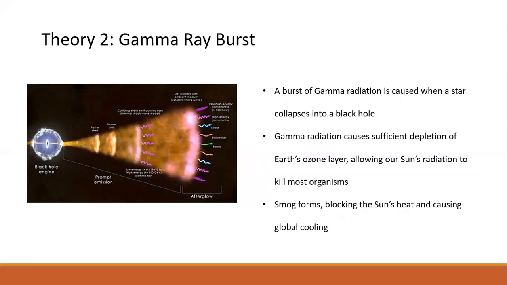Firstly, the radiation would have sufficiently depleted the ozone layer to allow our sun's harmful UV radiation to kill many of the organisms below. Secondly, when the gamma radiation interacted with the oxygen and nitrogen in Earth's atmosphere, nitrogen dioxide, the brown gas that is smog, would have formed and blocked out the sun's heat, creating a global cooling effect.